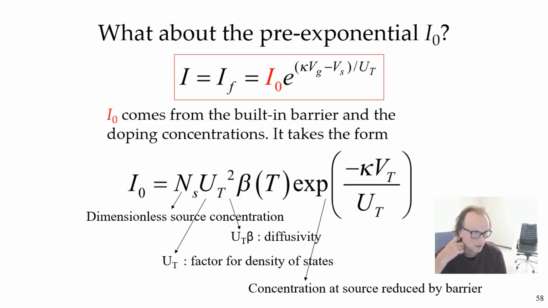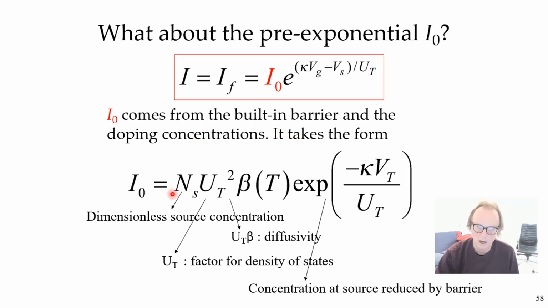Okay, so now what about this pre-exponential I0? The people that like device physics are not satisfied that we haven't calculated I0. Well, I'm not going to calculate it because it's a complex calculation and there's not much you can do about it. It's just a function of the process technology. But this I0 comes from the built-in barrier and the doping concentrations.